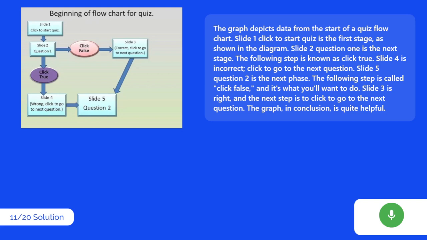The graph depicts data from the start of a quiz flow chart. Slide 1, click to start quiz, is the first stage, as shown in the diagram. Slide 2, question 1, is the next stage. The following step is known as click true.